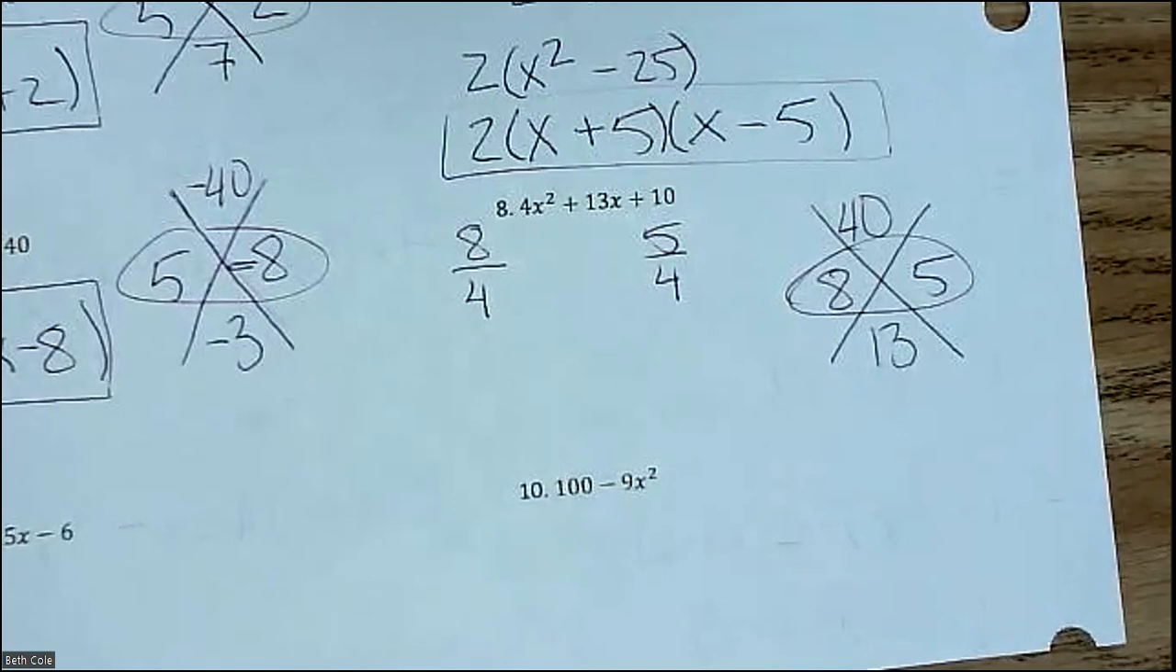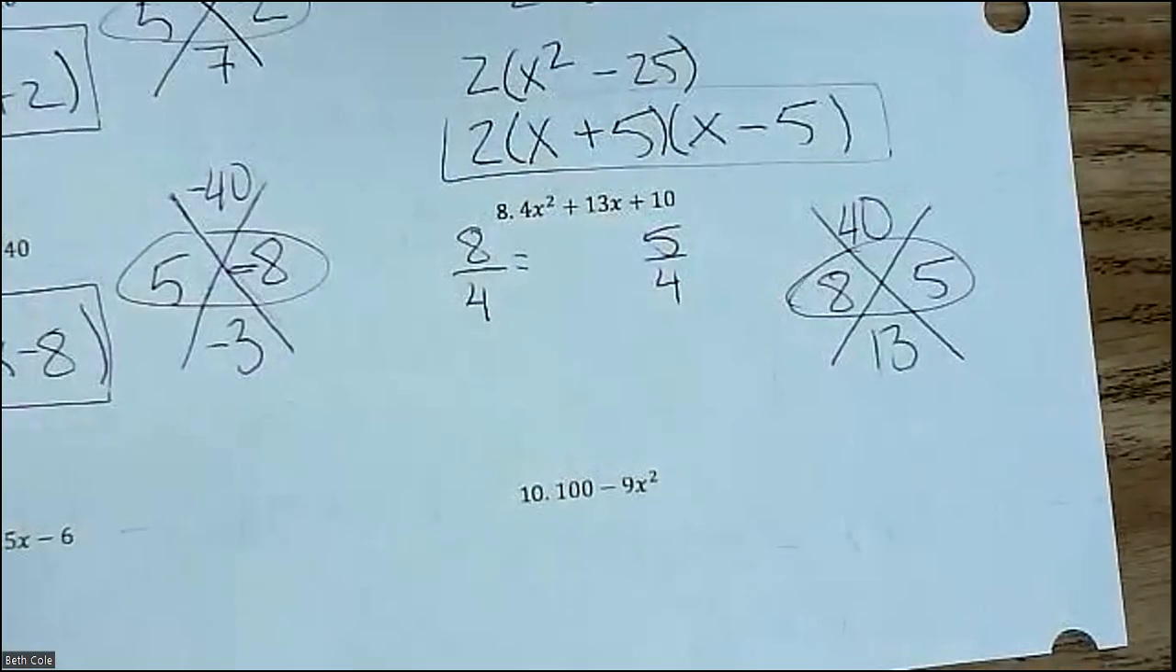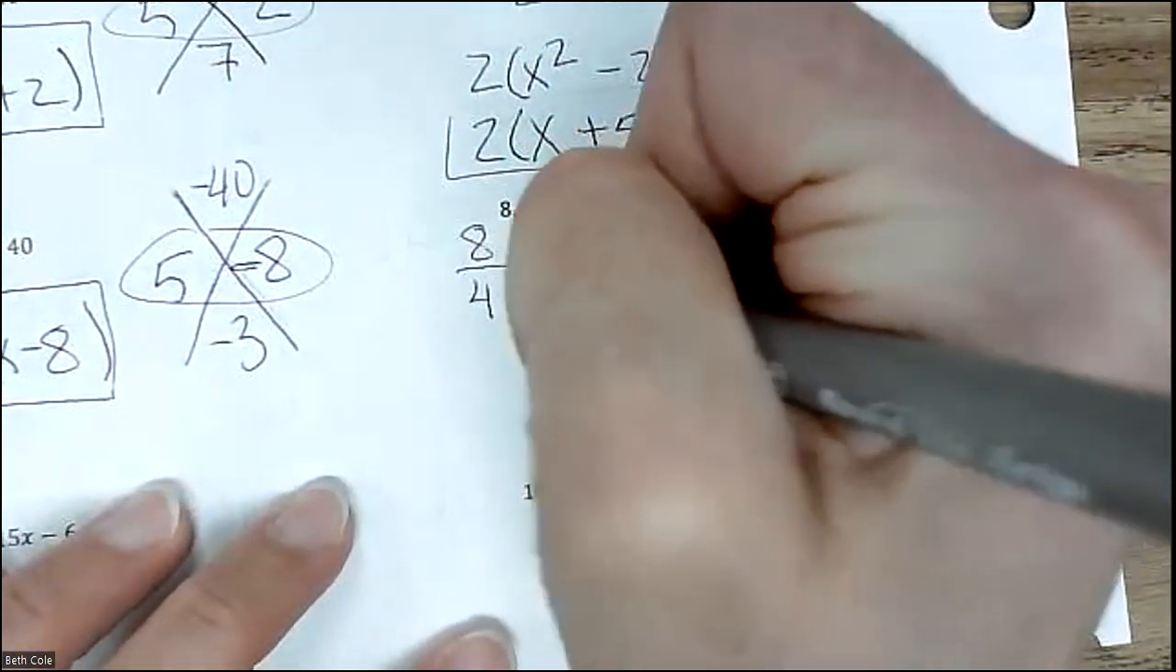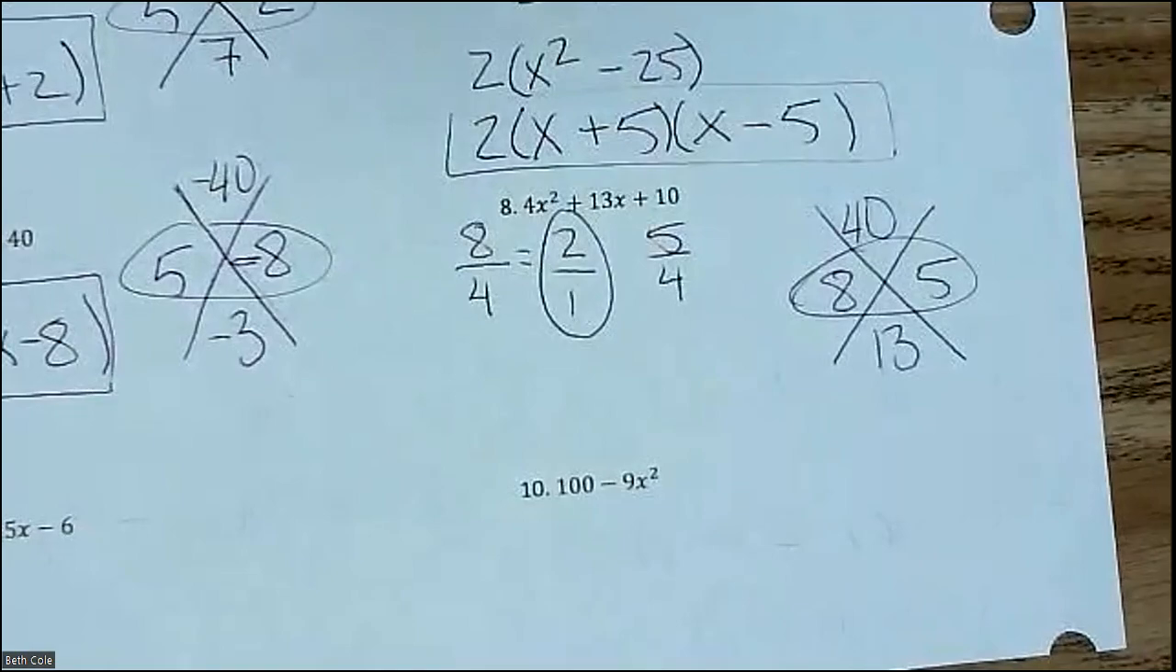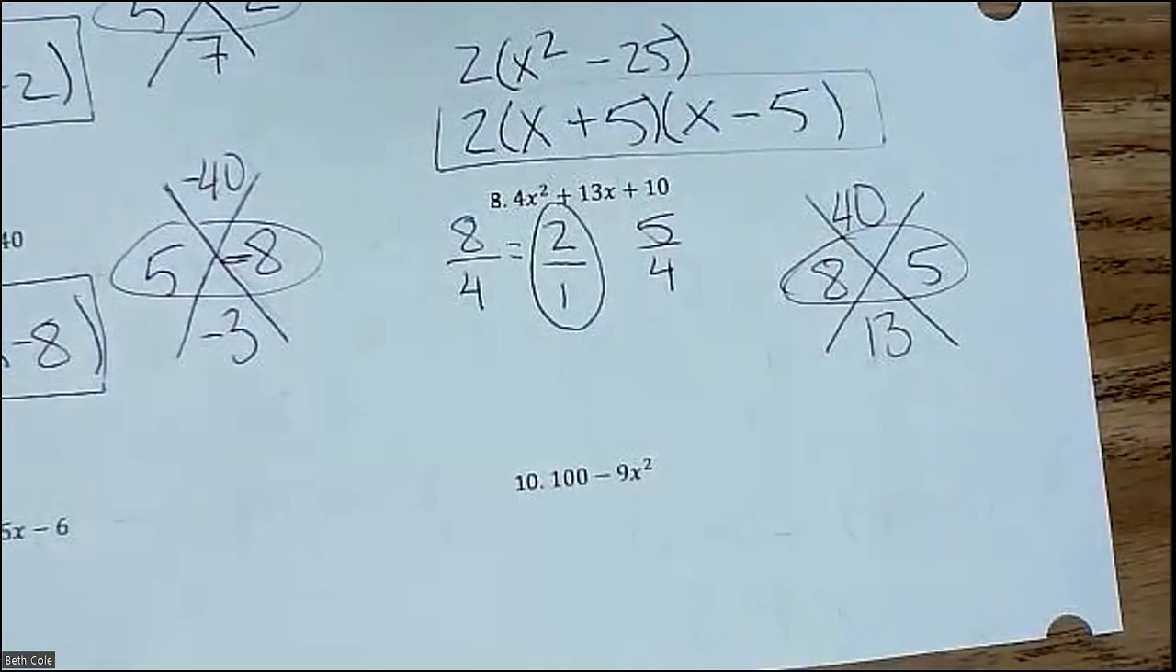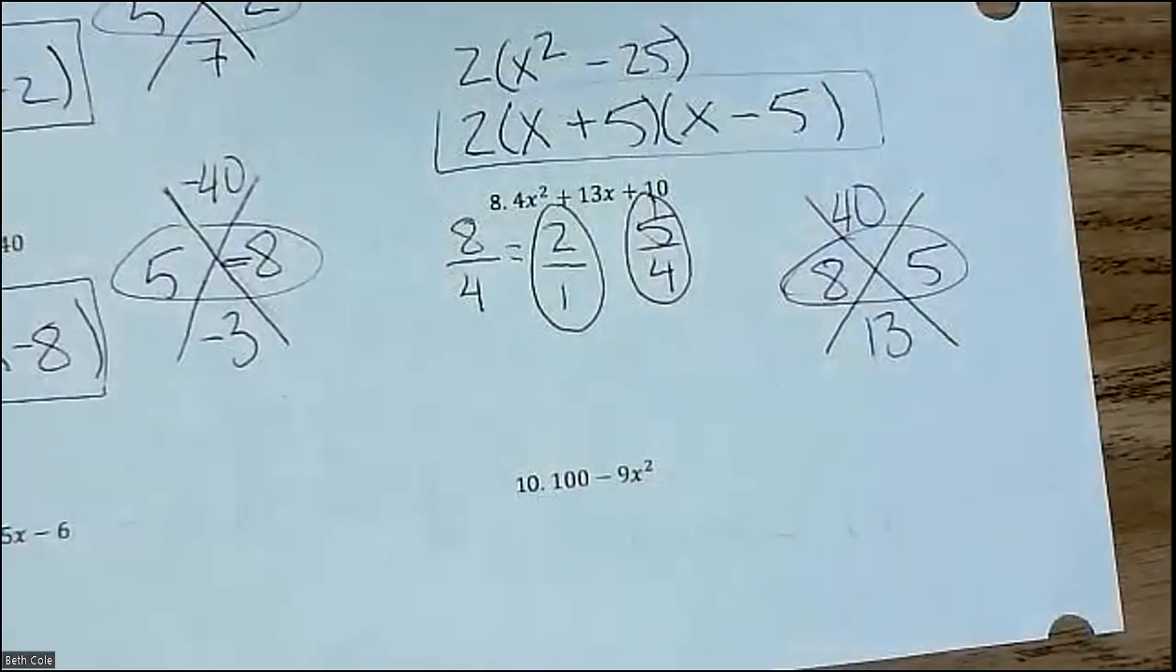Your calculator will reduce them for you. If you type in 8 over 4, 5 over 4, it'll do it for you. But for the sake of me throwing the question out there, how would 8 over 4 reduce? Good. 2 over 1. And you have to leave the 1 in there because it has to be a fraction. How about 5 over 4? Yeah, 5 over 4. It just doesn't.